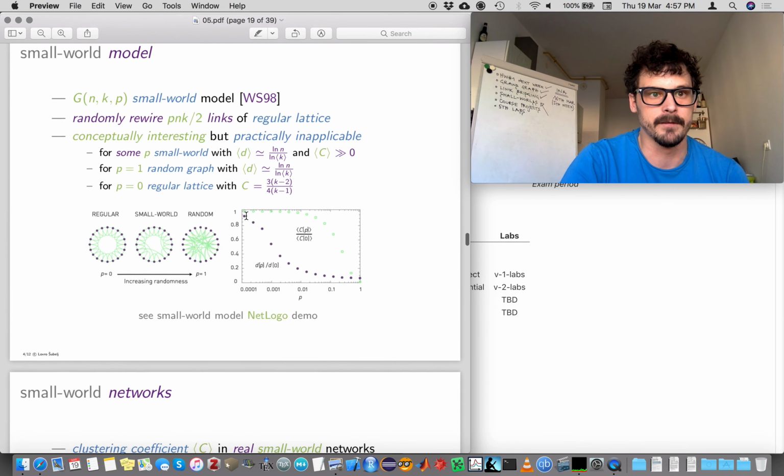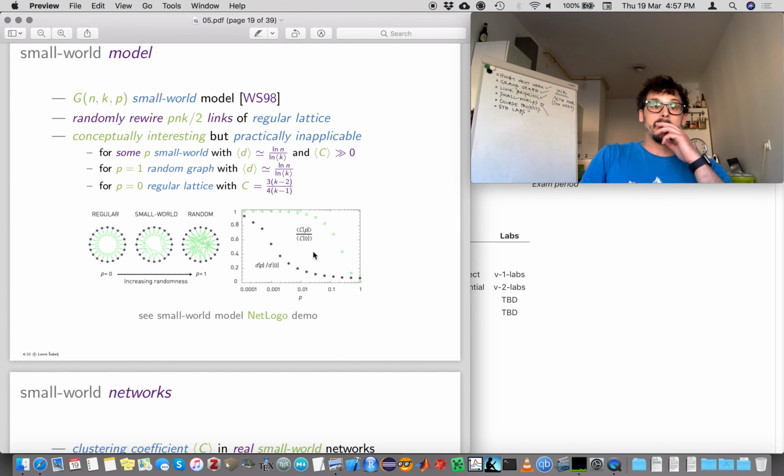So in order to understand how it's possible to have high clustering and also short distances, we will again use a model which is simply called the small world model, and was introduced by Watts and Strogatz in '98, and probably this is one of the papers that started modern network science. The model basically starts with a ring lattice that has a lot of triangles, so it has a high clustering coefficient.